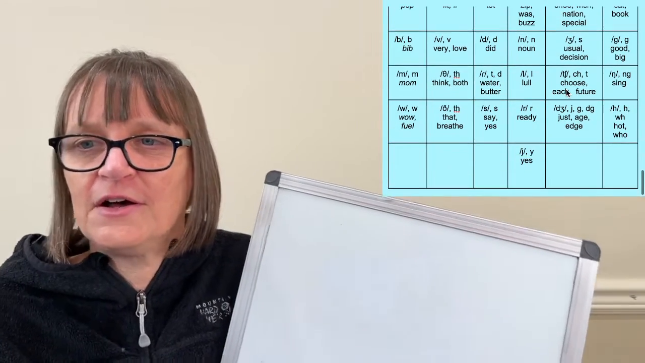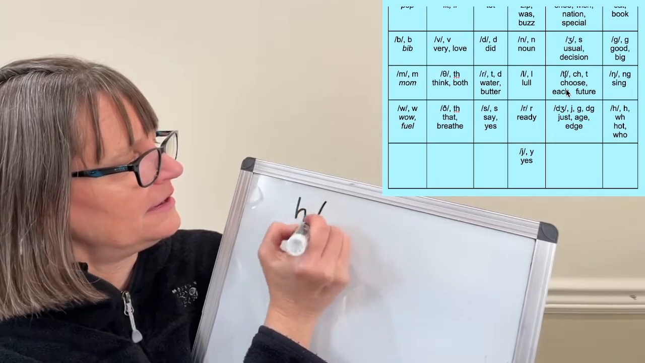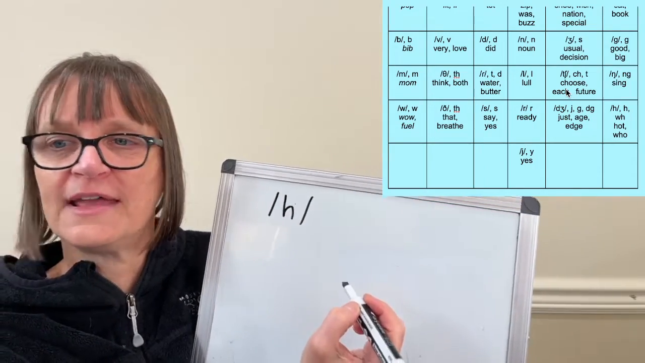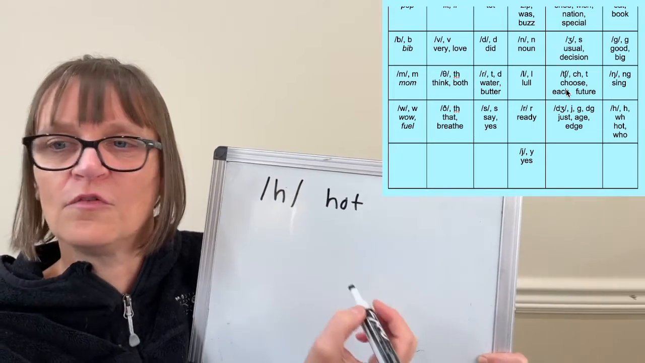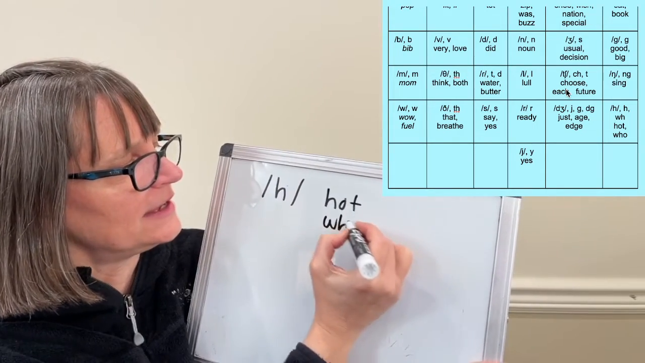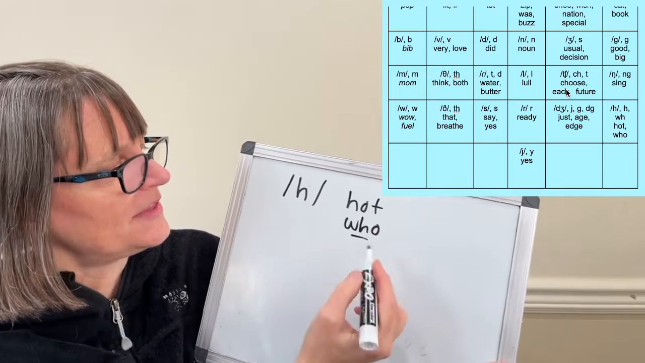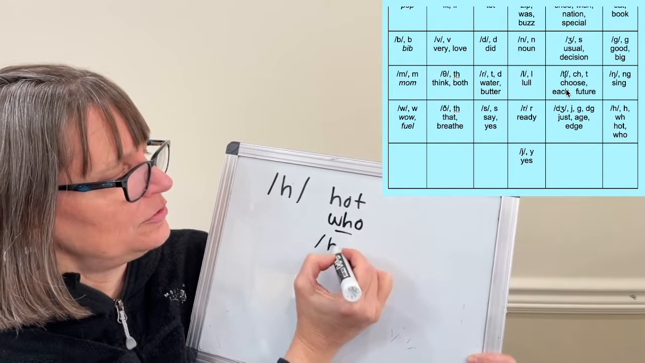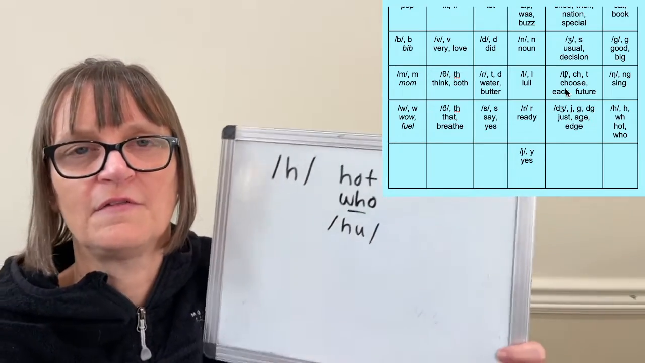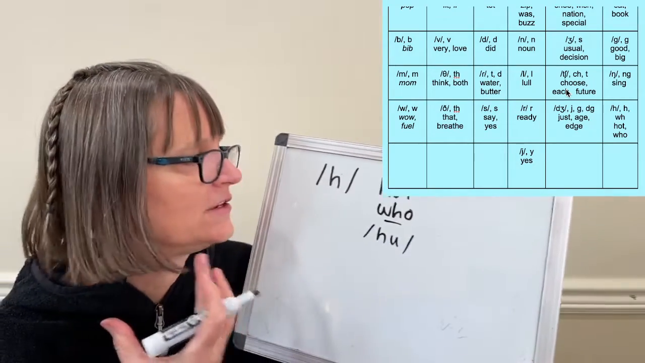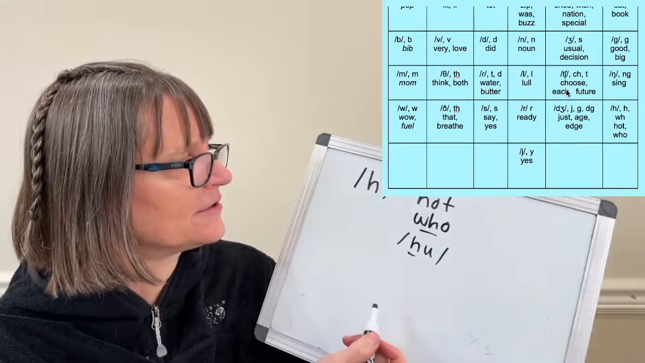We have our h sound, which we typically spell with letter H, like in hot, and rarely spell with WH, like in who. So that's kind of nice to know. If I look up who, I'm going to see that in the dictionary. And so if you were thinking you had to do something different for that WH there, it's just the h sound.